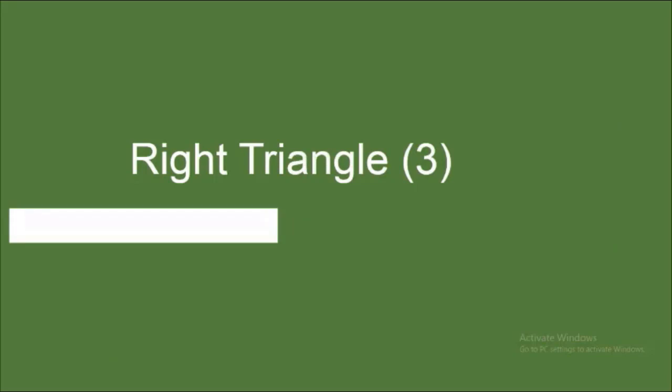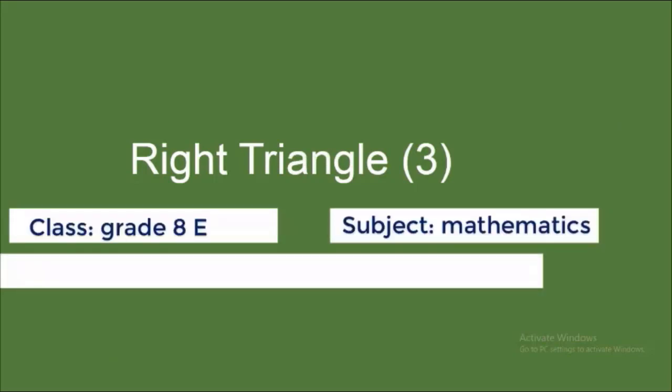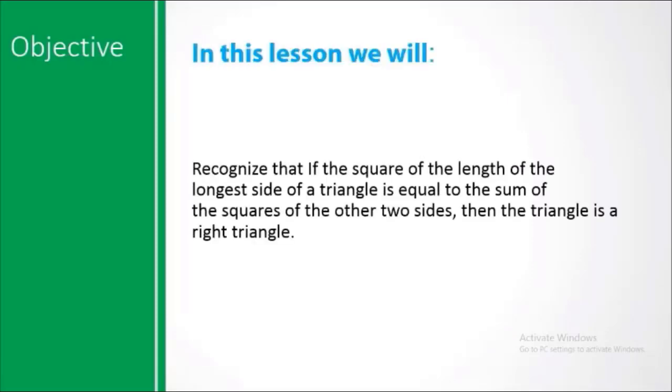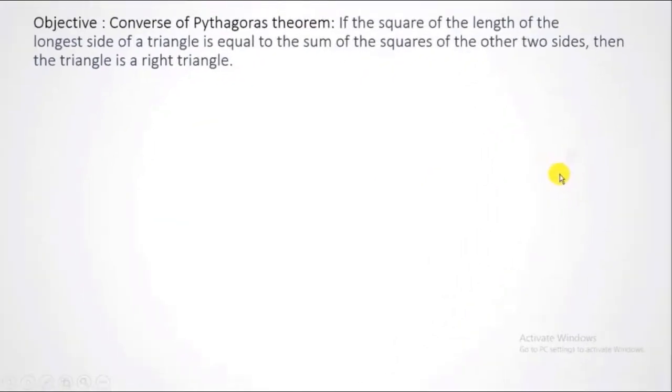Right triangle part 3 for grade 8 English. In this lesson, we will recognize that if the square of the length of the longest side of a triangle is equal to the sum of the squares of the other two sides, then the triangle is a right triangle. This objective is the converse of Pythagoras Theorem.